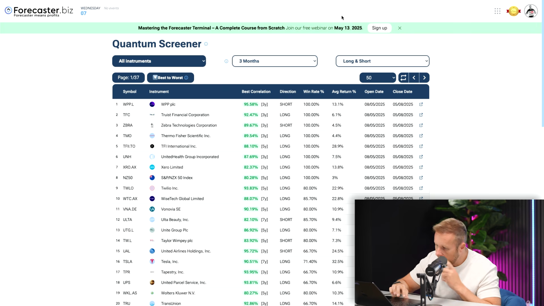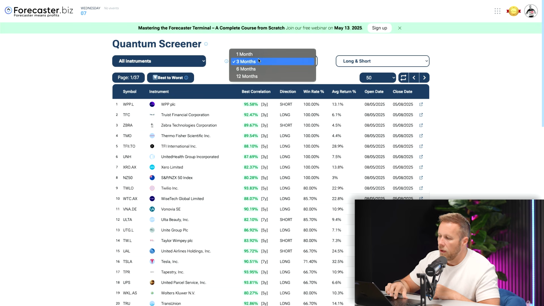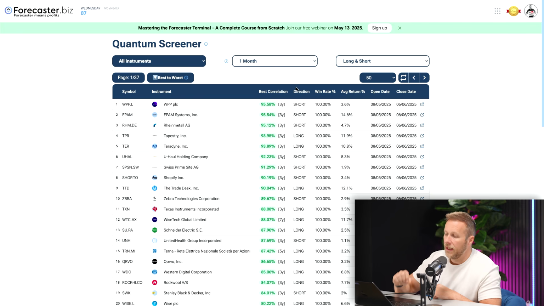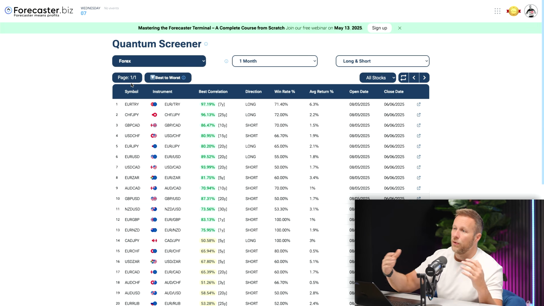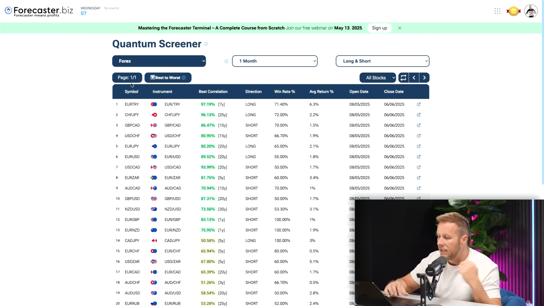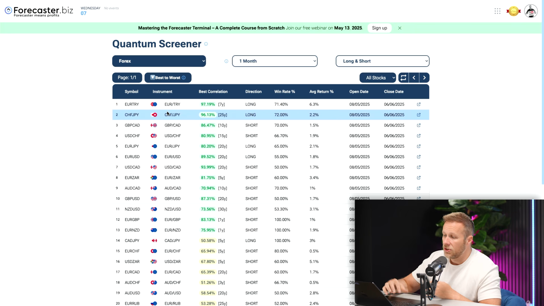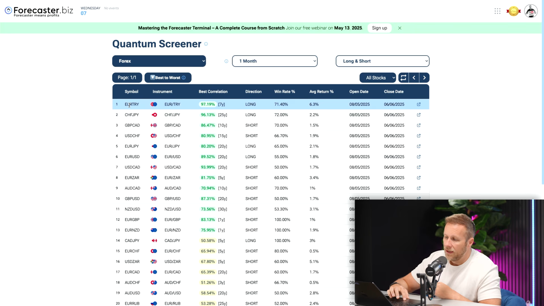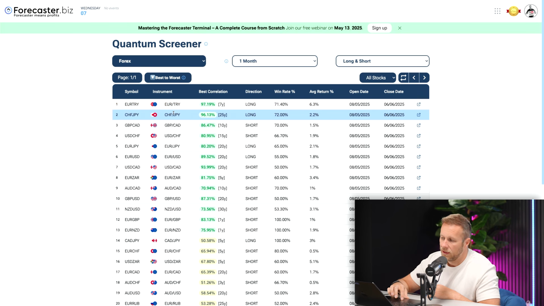So what I like to do, what you can do, is first of all go out to the monthly time frame, okay, because I'm looking for trades in this example. Then I'm going to go to Forex, because Forex is my area of expertise, and I'm going to look at the top. So this is ranked best to worst. Now the Euro Try isn't in my portfolio, so I'm going to ignore that one and go to the next one down. You can see this is 96.13 best correlation. It's a long opportunity. The win rate is 72%, which is great. So we're going to take a look at this.